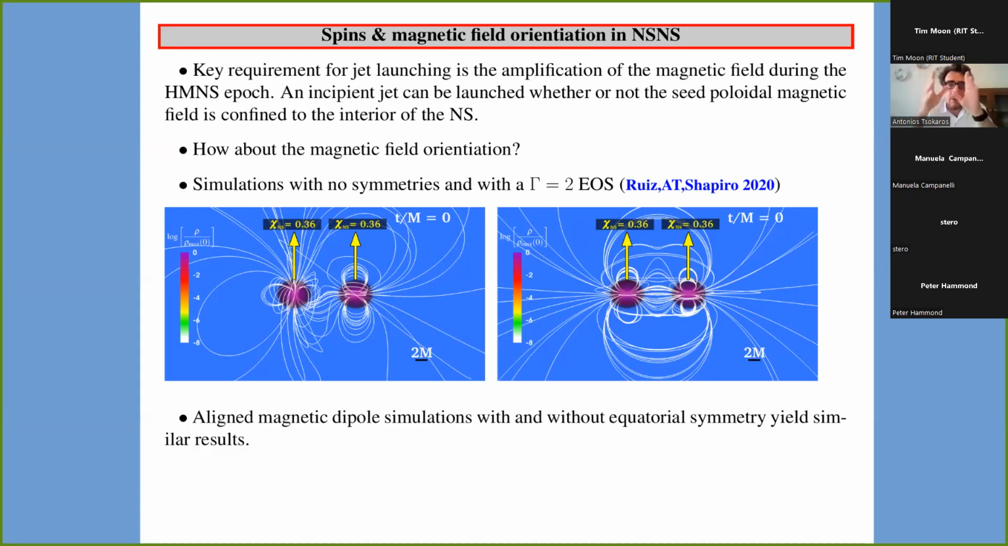So the question we wanted to ask is what happens if that magnetic field makes an angle with the orbital angular momentum. Here I have two cases. In one, the dipole moment of the second star's magnetic field is tilted by 90 degrees. This is the picture on the left. The picture on the right is when both dipole moments are tilted by 90 degrees. And of course, we had the case where both dipole moments are aligned with the orbital angular momentum.